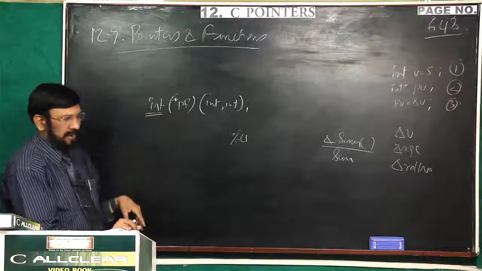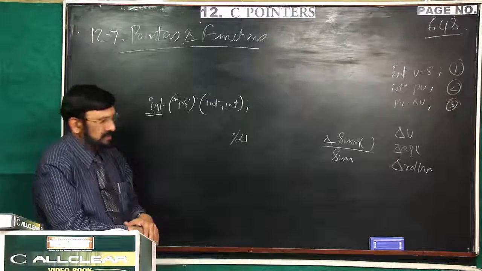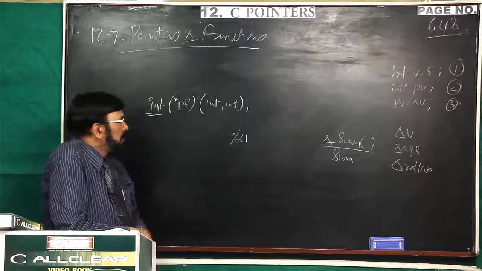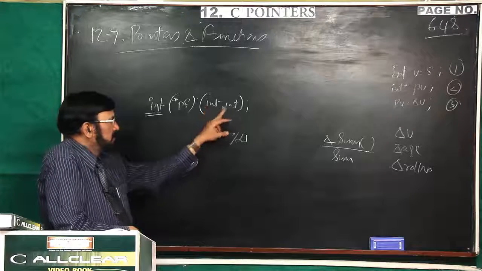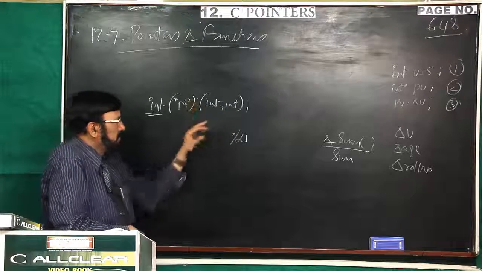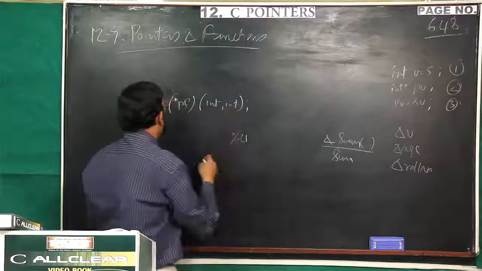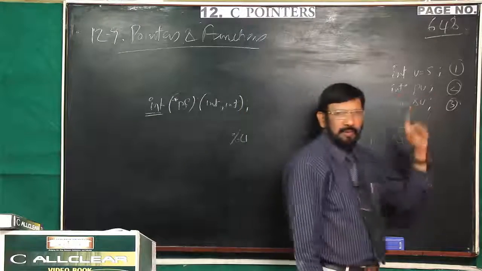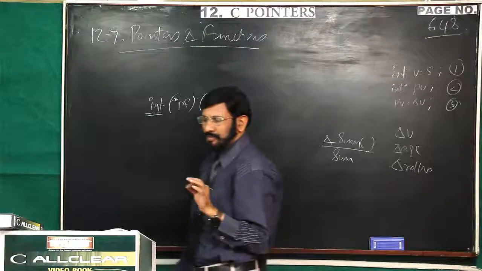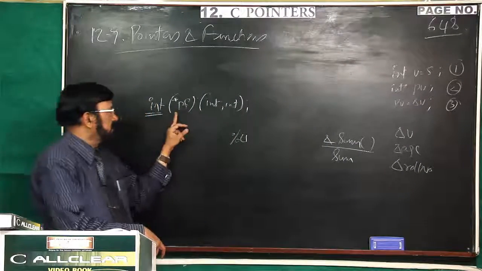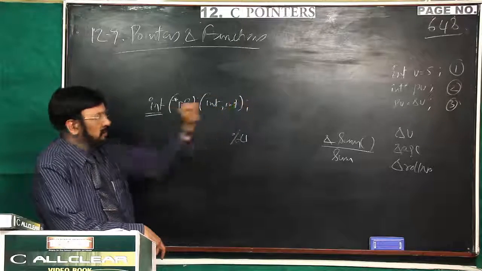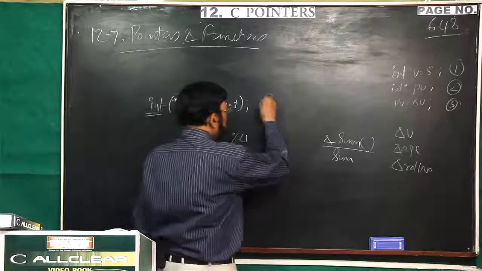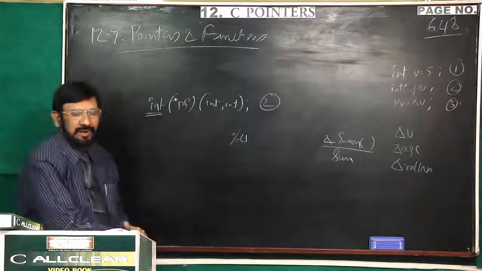(*pf) you have to write. And which type of arguments it is taking, just write the list of arguments. Which type? 2 integer type arguments it is taking. You write them in parentheses. This is nothing but the second one, that is pointer variable declaration. Here it is pointer to variable declaration; there it is pointer to function declaration. This is number 2.